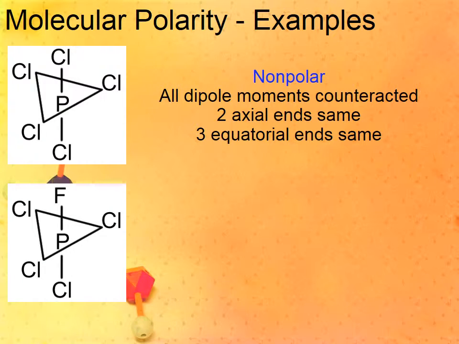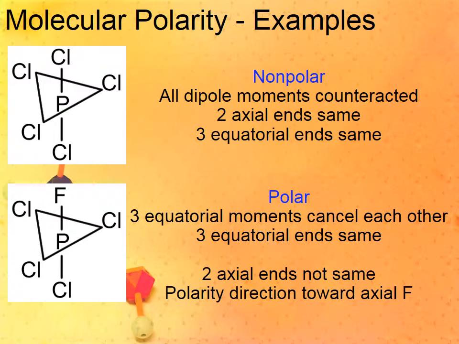What about this molecule? Well, this molecule is definitely polar, because although the equatorial ends are the same, and therefore the dipole moments cancel each other out, the two axial ends are not the same, and therefore we have a polar molecule with the dipole moment of the molecule pointing towards the axial fluorine.